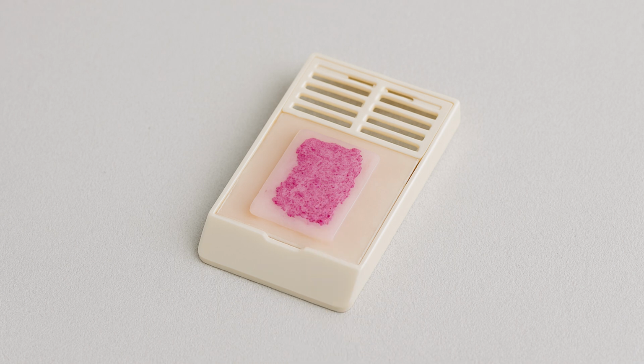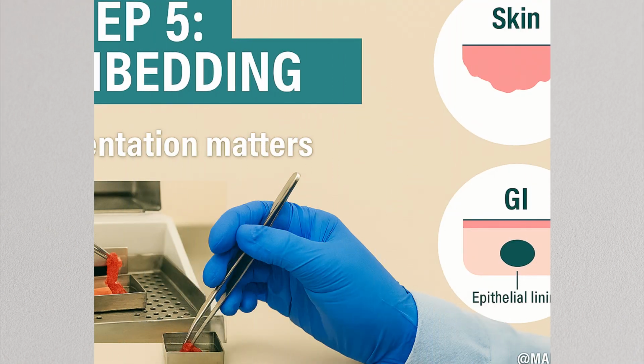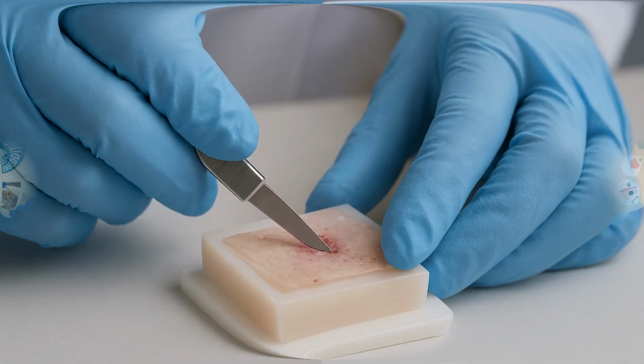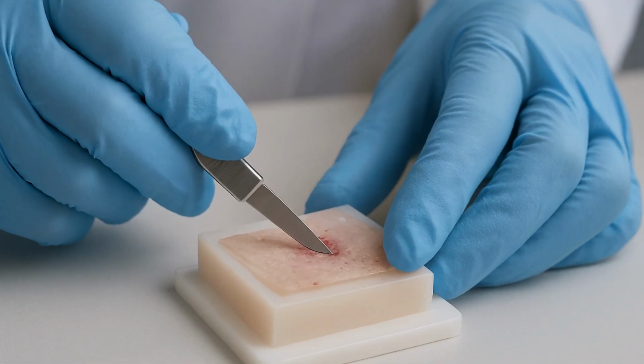Once processed, the tissue is embedded in a block of paraffin wax. This step is all about orientation. The way the tissue is positioned affects what's visible in the final slide. The cassette becomes the mold and the molten wax is poured in. Once cooled, the block is ready for sectioning.